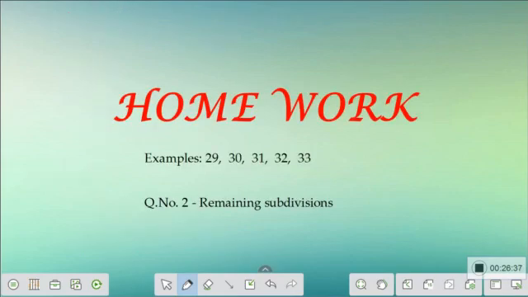And here are your homework problems. Examples 29, 30, 31, 32 and 33. It's all about from the definitions what we have seen today, and the remaining subdivisions of question number 2.